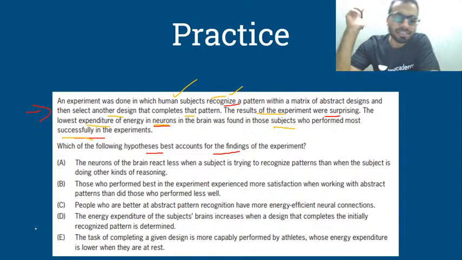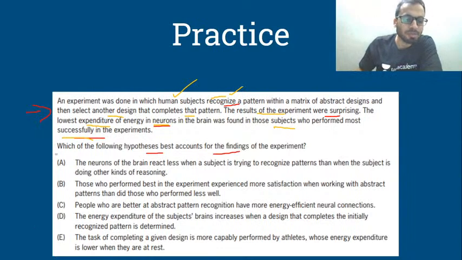Let's look at all the answer options, right? Follow the process of elimination. Option A. The neurons of the brain react less when a subject is trying to recognize patterns than when the subject is doing other kinds of reasoning. We are not concerned with other kinds of reasoning at all. So we eliminate A. B. Those who performed best in the experiment experience more satisfaction. We are not talking about the amount of satisfaction at all, so we eliminate B.